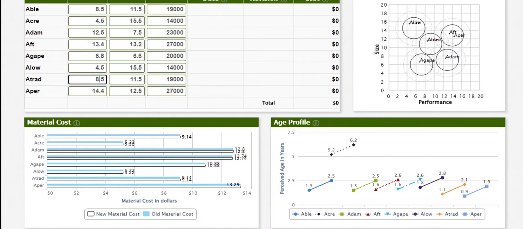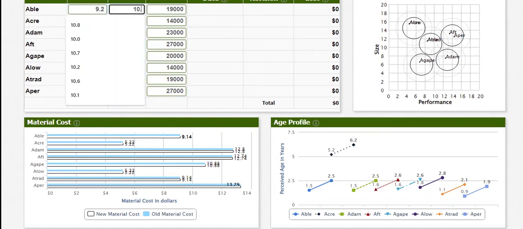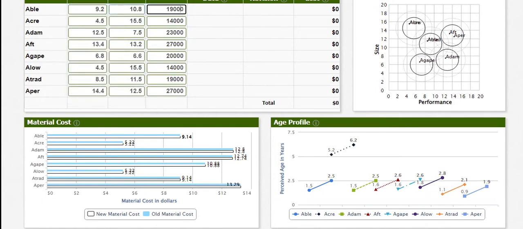Able is a traditional product. It has a performance of 8.5 and a size of 11.5. We can try to add 0.7 and subtract 0.7. So here we'll have a 9.2. And then if we subtract 0.7 from 11.5, we'll have 10.8. And we can maintain reliability at 19,000.